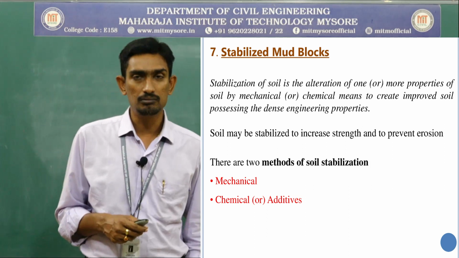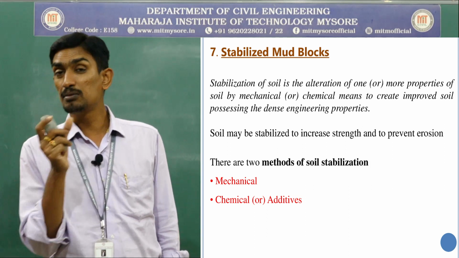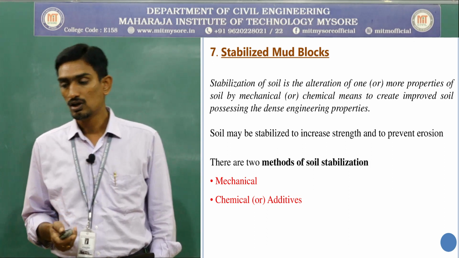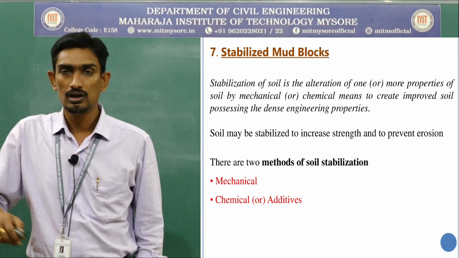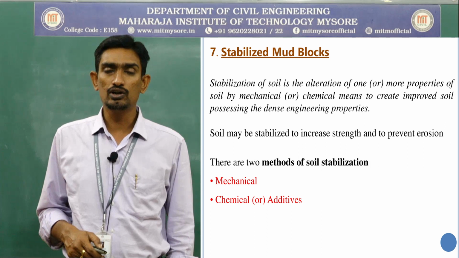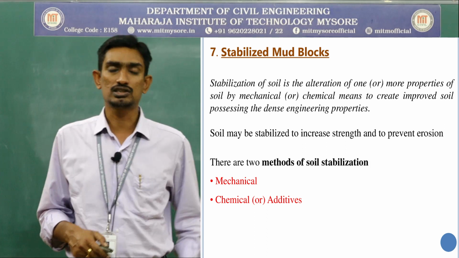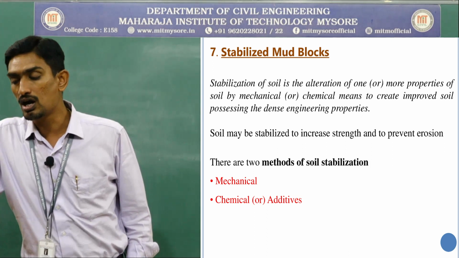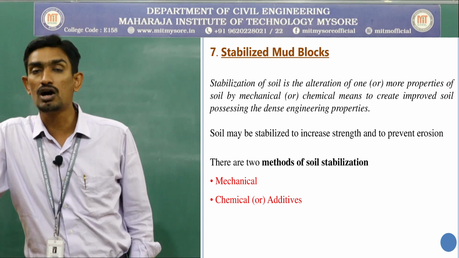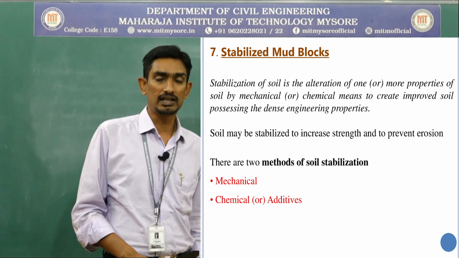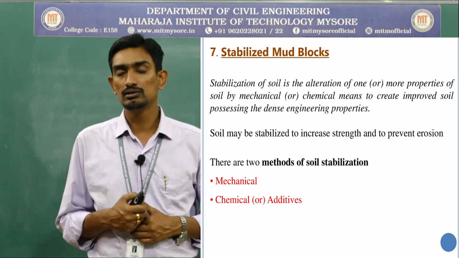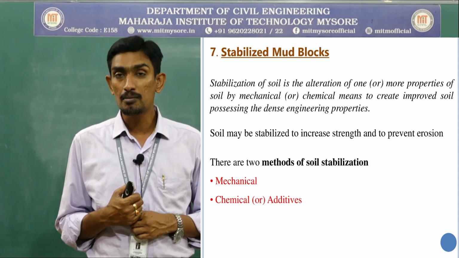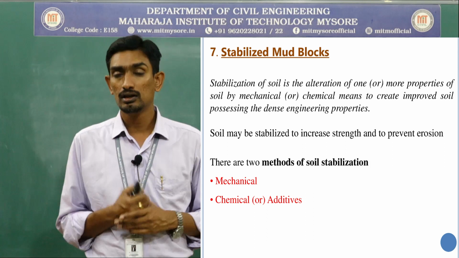You know what mud is. Mud means soil block. What is the meaning of stabilize or stabilization? First let me define, later on I will go to the other things. First, stabilization of soil. As I told, the material we predominantly use to manufacture the stabilized mud block is soil. So stabilization of soil is alteration of one or more properties of soil. What are those properties? For example, if you want more density, more strength, if you want to make it more impermeable, more durable.